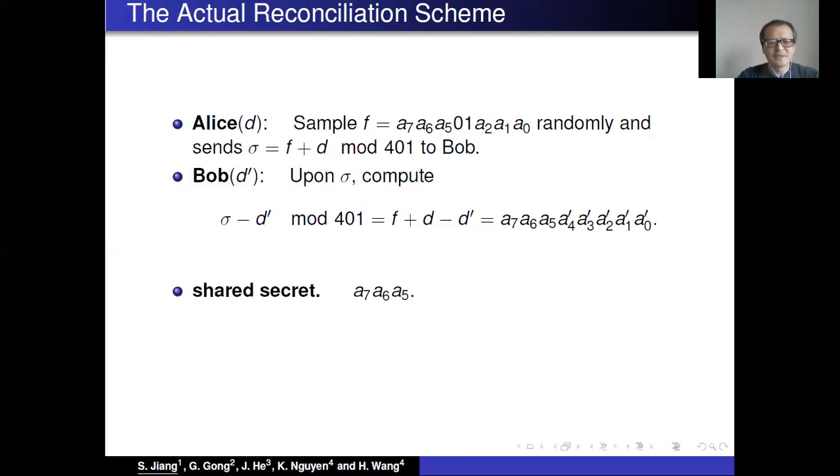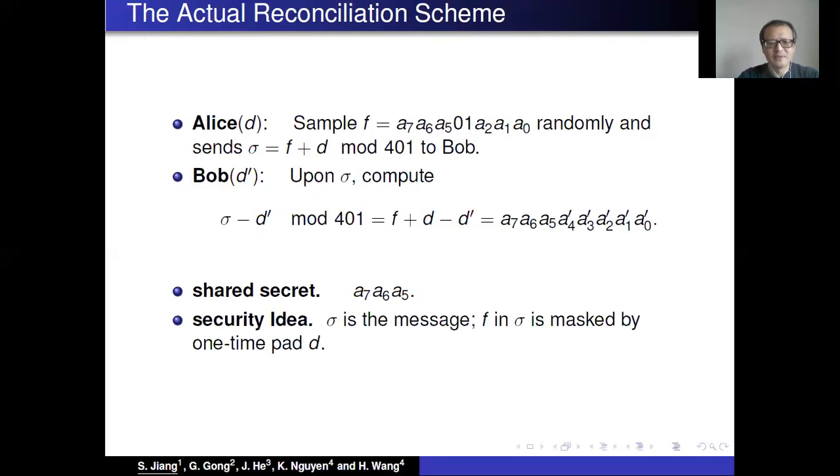So they can share the A7, A6, A5, the three bits. So why is this secure? Because the only message is sigma from Alice to Bob. The secret F in sigma is masked by the one-time pad D, where D is uniformly random over Z_401.